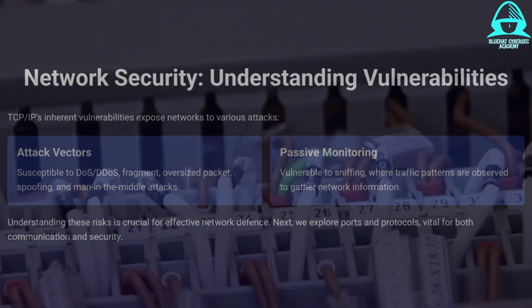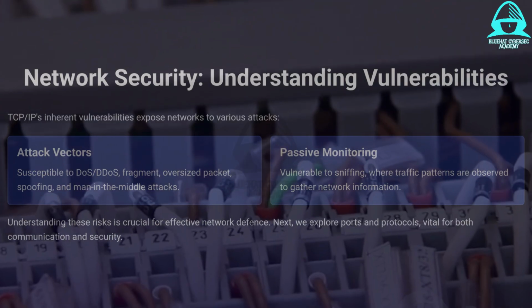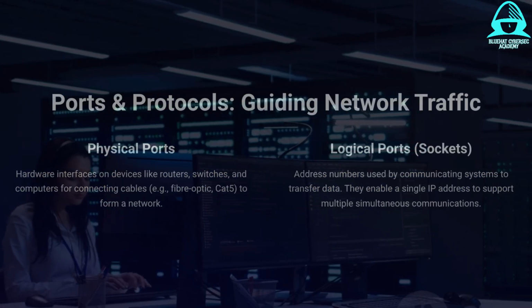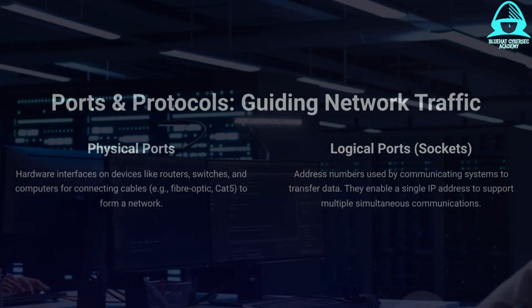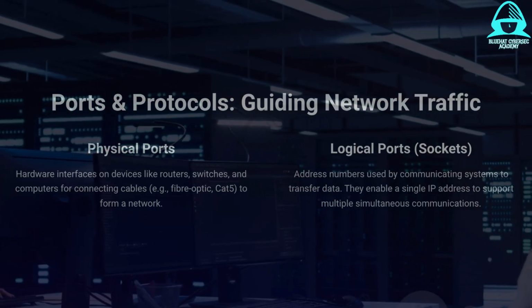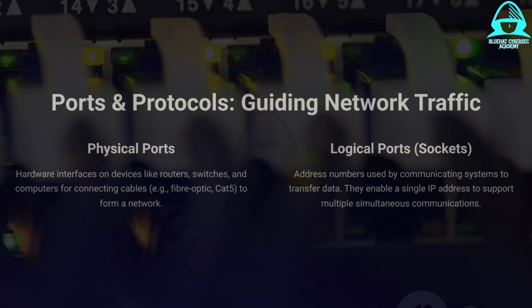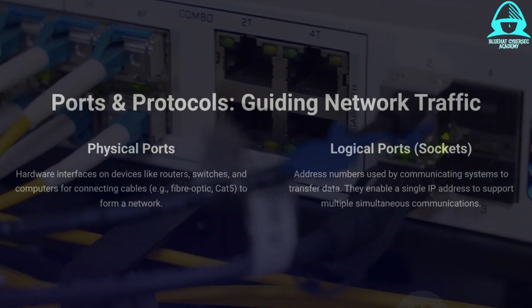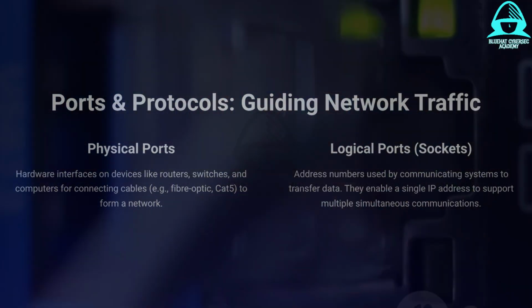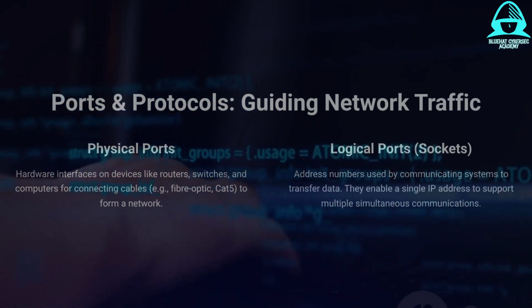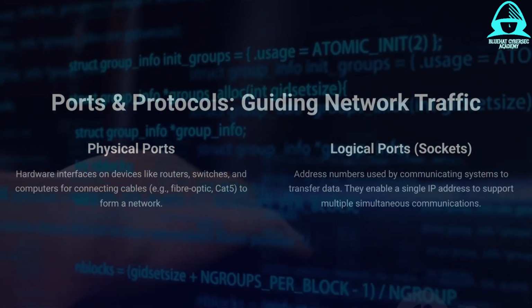Now, let's move forward and explore ports and protocols, which play a major role in both communication and security. So, when we talk about ports and protocols, we're really talking about how applications and services communicate. There are physical ports that you connect wires to, and logical ports that determine where data and traffic go. Physical ports are found on routers, switches, servers, computers, and other devices. These are the ports into which you connect wires, such as fiber optic cables or Cat5 cables, to create a network. When a communication connection is established between two systems, it is done using ports.